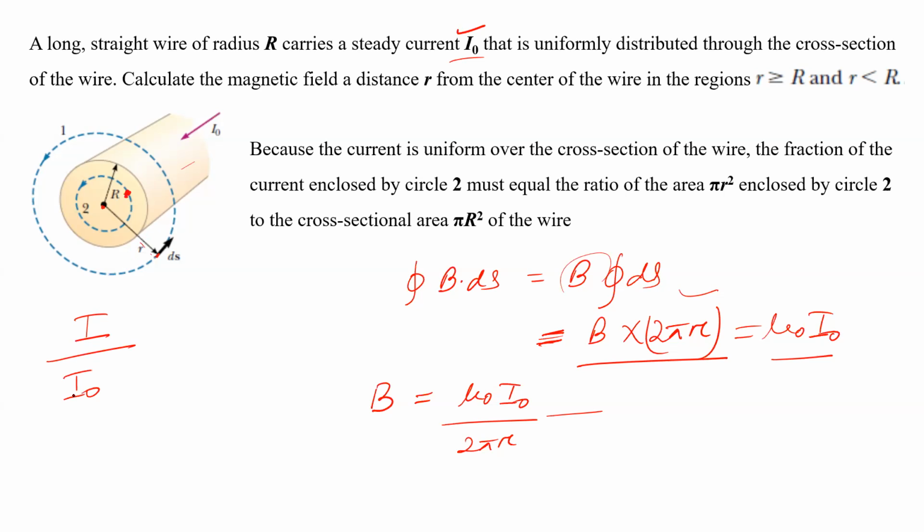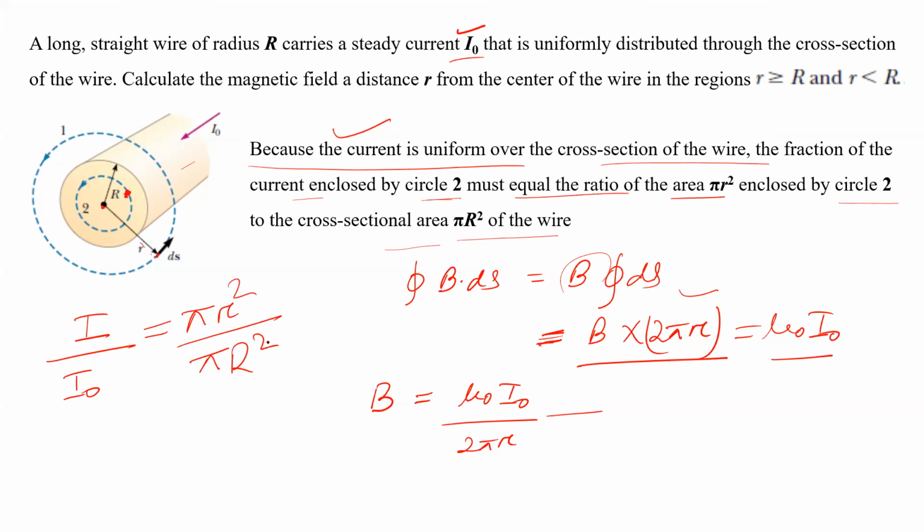That is I divided by I0. Here, I am just writing the mathematics of the statement. Because the current is uniform over the cross section of the wire, the fraction of the current enclosed by circle 2 must be equal to the ratio of the area enclosed by circle 2 to the cross sectional area, pi R square, of the wire. So I divided by I0 is equal to pi r square divided by pi capital R square.